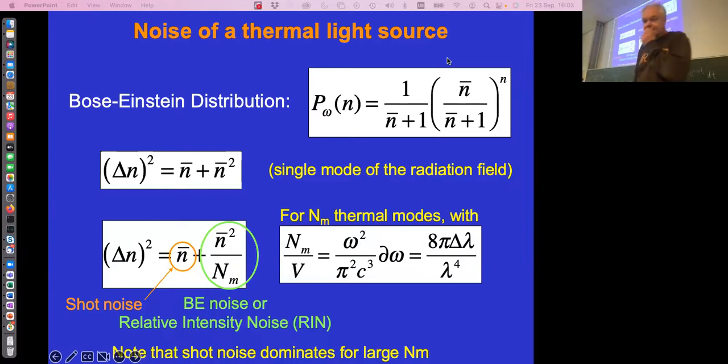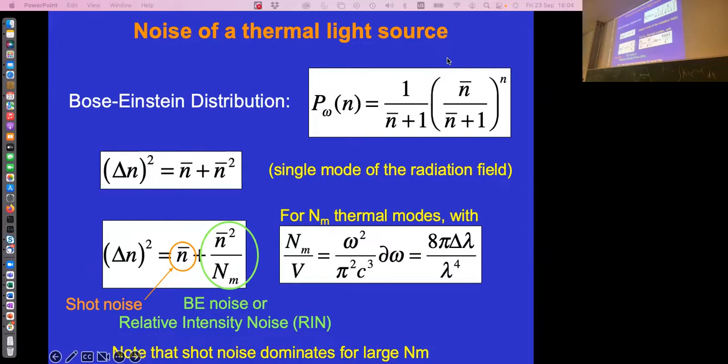Okay. So let's take a look at the Bose-Einstein distribution. This is a distribution that tells you the probability to measure n photons given a source that emits on average n bar photons. So n bar is the mean number of photons emitted by the source, and this is for black body radiation. If I then look at the probability to measure n photons, this is the expression.